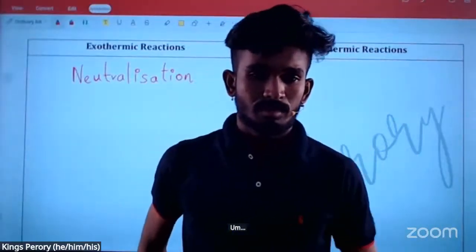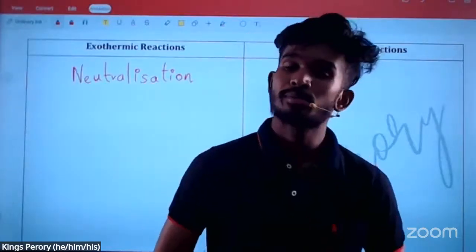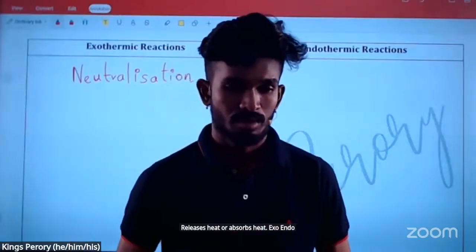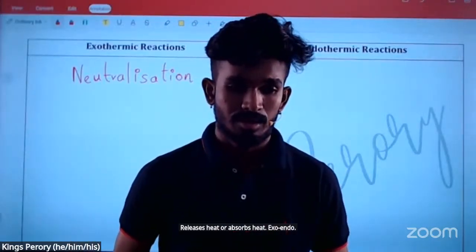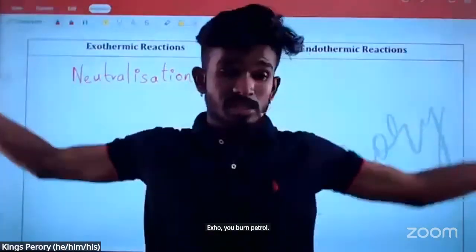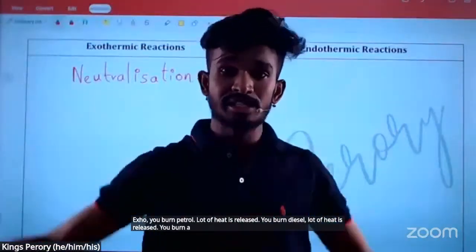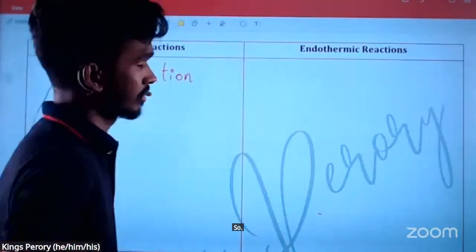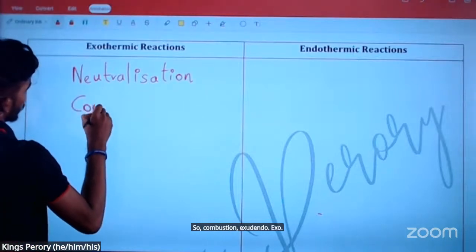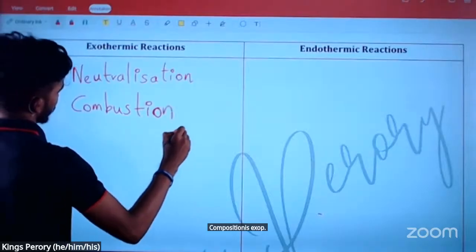Combustion, burning petrol, releases heat or absorbs heat? Exo, endo? Exo. You burn petrol, lot of heat is released. You burn diesel, lot of heat is released. You burn a paper, heat is released. So combustion, exo, endo? Exo. Combustion is exo.